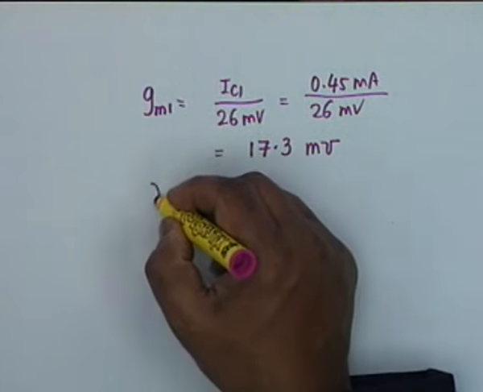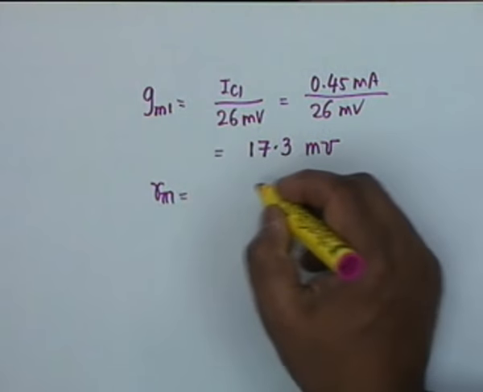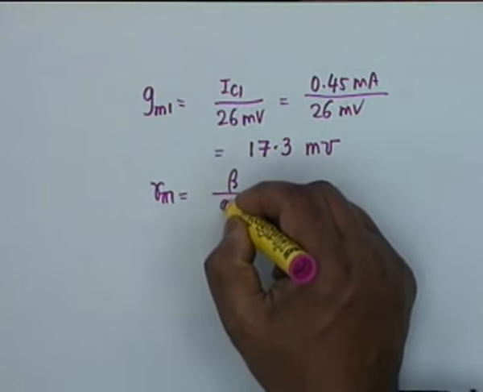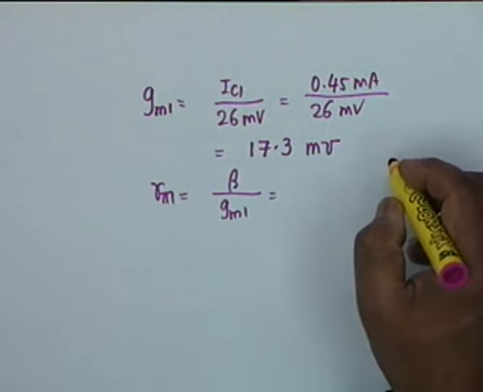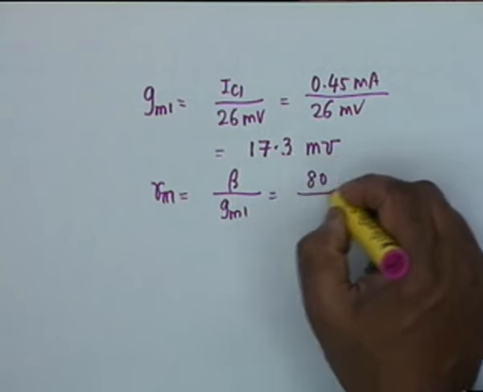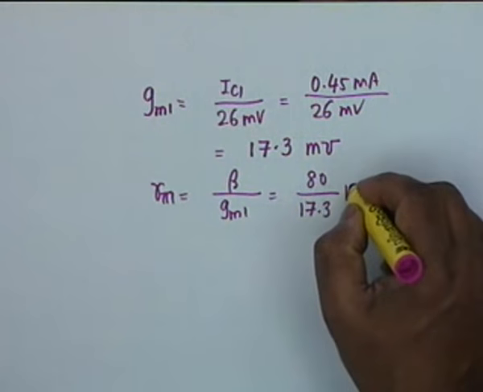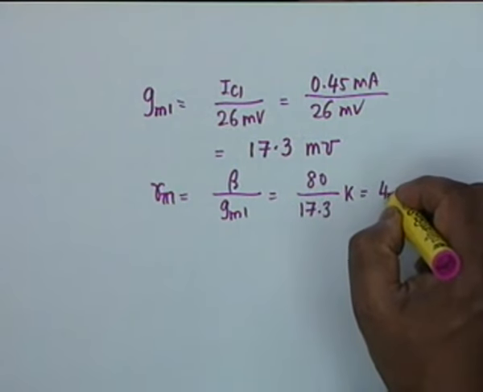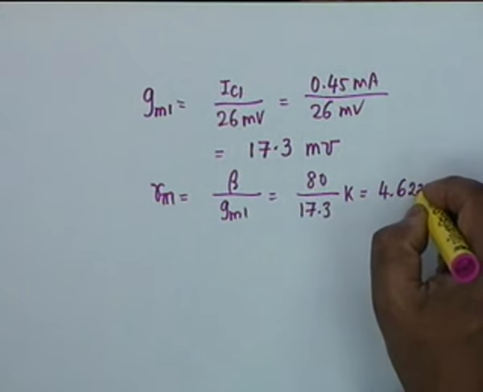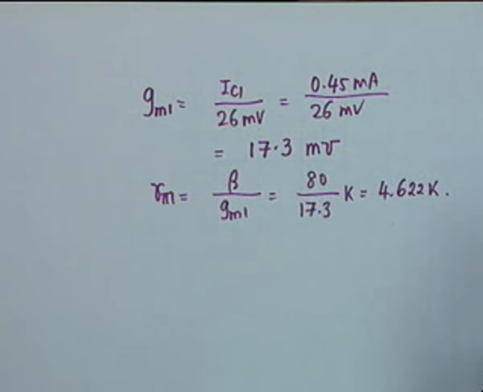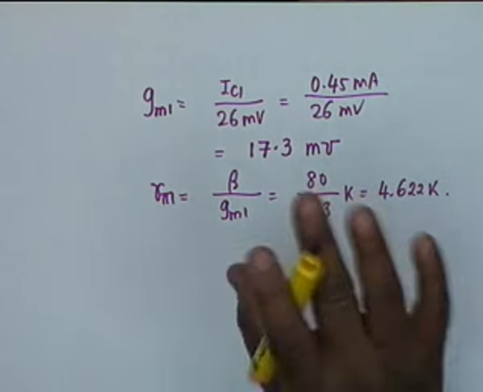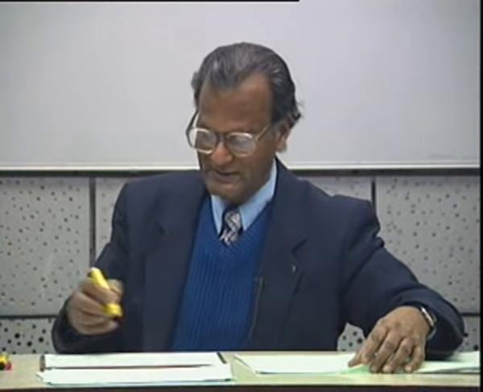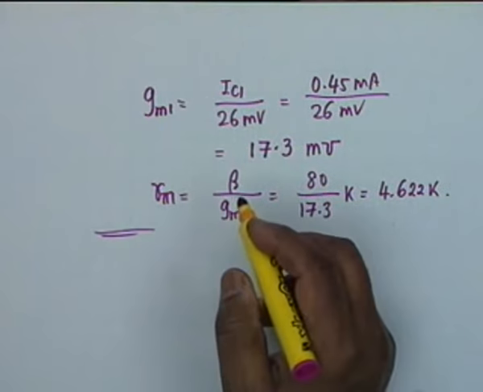17.3 millimho, and therefore r_pi1 is equal to beta divided by gm1, and that is equal to 80 divided by 17.3 K, and that comes out as 4.622 K. Alright, the first transistor has been exhausted. Everything is known about the first transistor. Now take Q2.